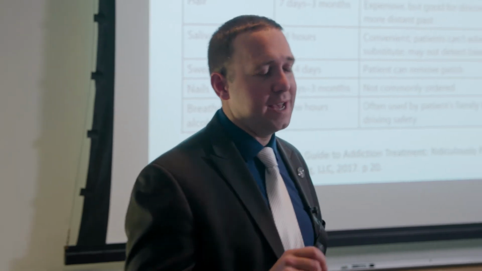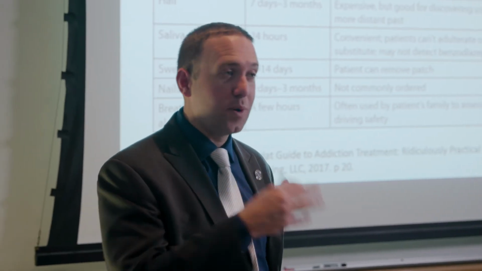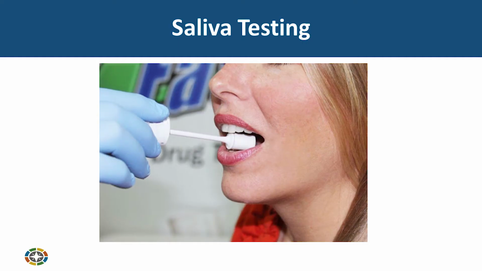Cotinine is the actual molecule for nicotine. So the gold standard, if you want to see if somebody's smoking, is to do both a carbon monoxide test and a cotinine test. Because you can smoke marijuana, still have lots of carbon monoxide, but not be smoking cigarettes.